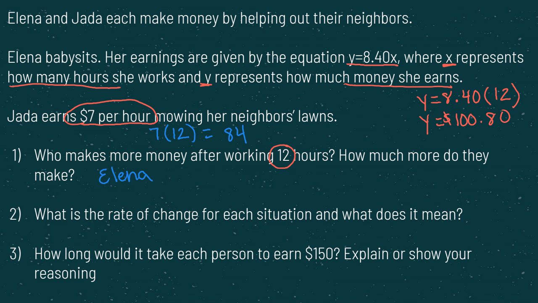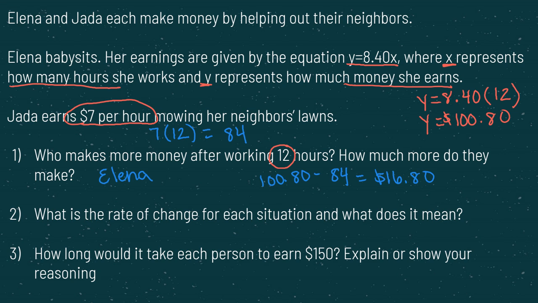So now, how much more does Elena make than Jada? So if I do $100.80 minus the $84, so the amount Elena earns minus the amount that Jada earned, what is the difference between those? That would be $16.80. So Elena makes $16.80 more than Jada.